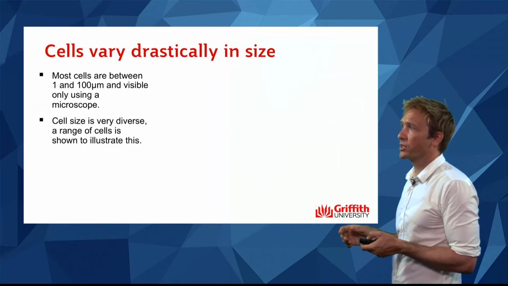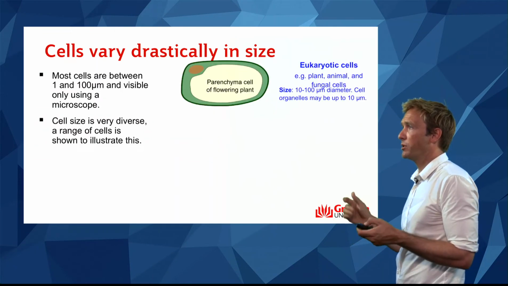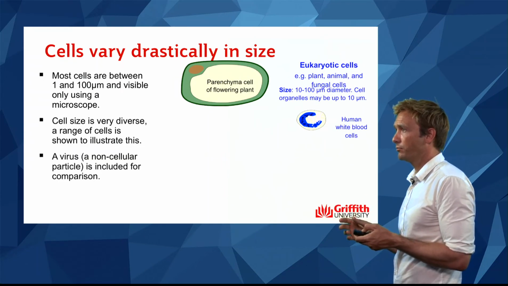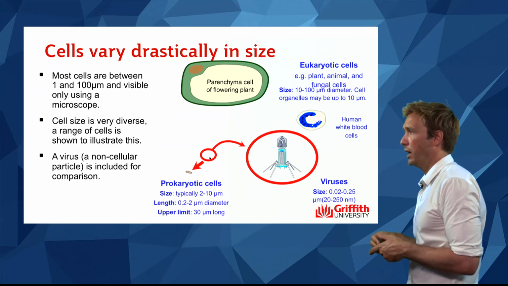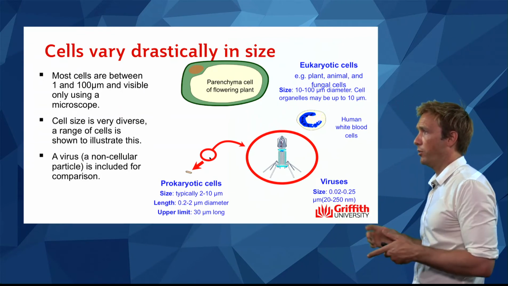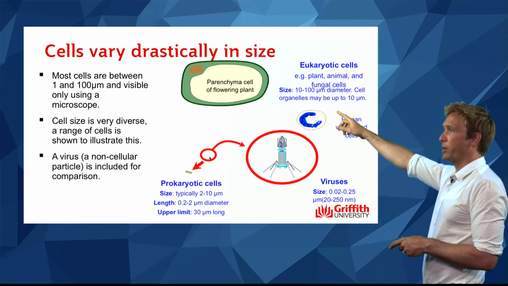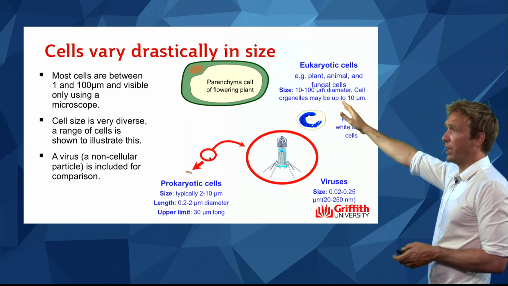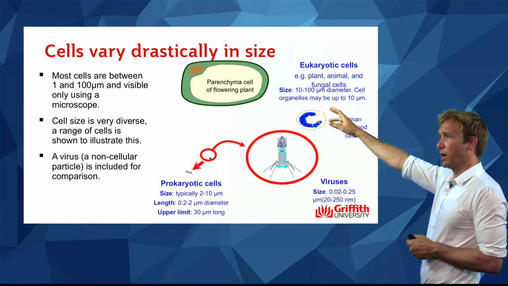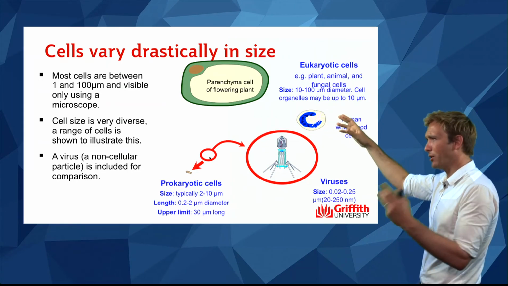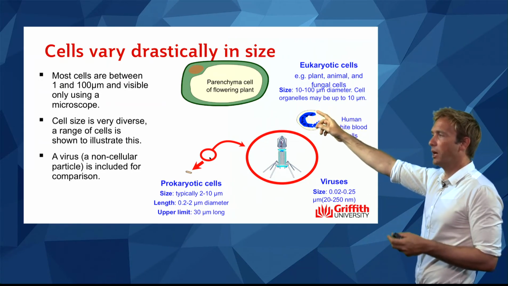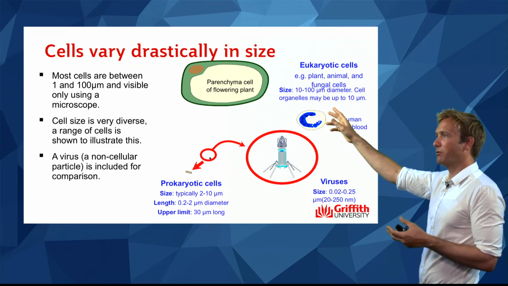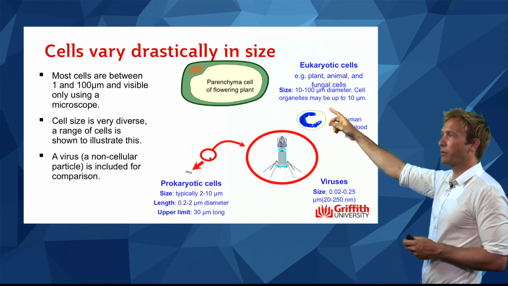Cell size is very diverse. A range of cells is shown to illustrate this idea, and I'm just going to show you some of those range of size of cells. And I popped in a virus in there so that you can compare it with the size of a virus. So what you can see here, right at the top there, is the cell from a flowering plant. And they're quite large cells. You may have seen those when you've cut open an onion in school and you've had a look down the microscope and you've seen those big boxy plant cells, and they are pretty big. So you can't see them with a naked eye really, but you can certainly see them very well through a microscope.